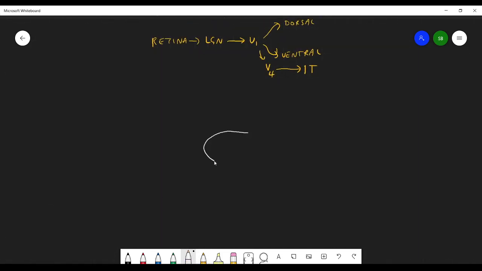Once again, my very simple version of brain structure: boxing glove shape, cerebellum, hindbrain and spinal cord. V1 is here, V4 is here, and the inferior temporal cortex is this area down here. So it goes V1 to V4, and then the next step it goes to is an area called TEO, and then to TE.